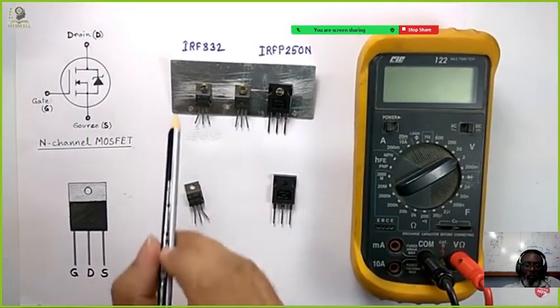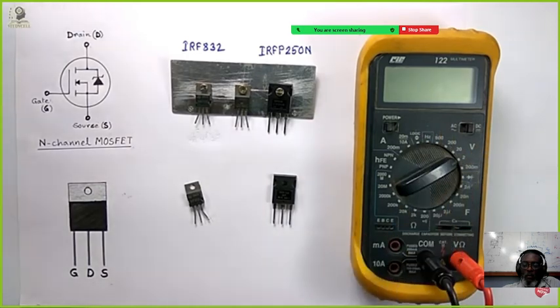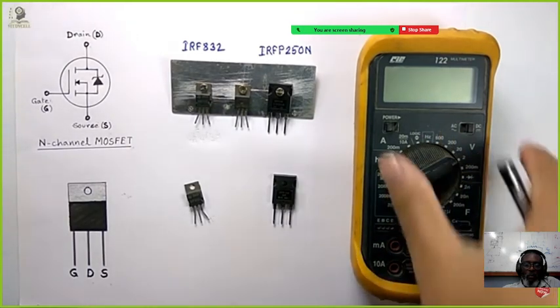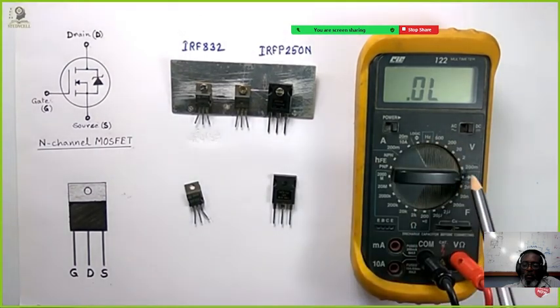Now I will test this MOSFET with the help of this multimeter in on state and off state. For that I have to turn on this multimeter, then I have to select the diode testing mode. You can see here I have selected this diode mode.